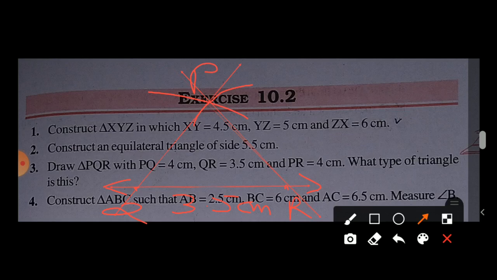The length of PQ is 4 centimeter and the length of PR is also 4 centimeter. A triangle in which the measurement of two sides is equal is called the isosceles triangle. So it is an isosceles triangle.